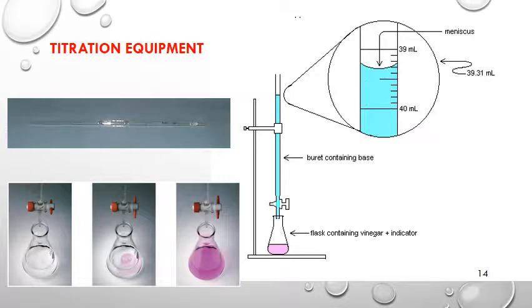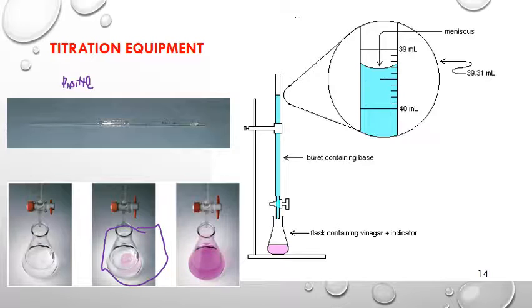Okay, so now we're going to go into the actual titration experiment. Here we have the equipment that you will require. This is known as a pipette, which you'll become very familiar with. These are known as conical flasks, which you're probably very familiar with already from previous years at St.